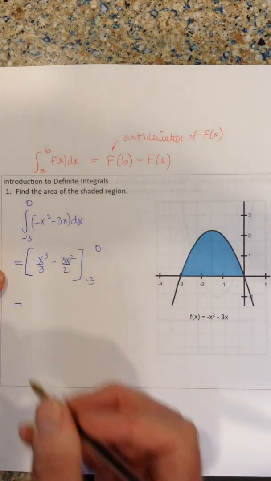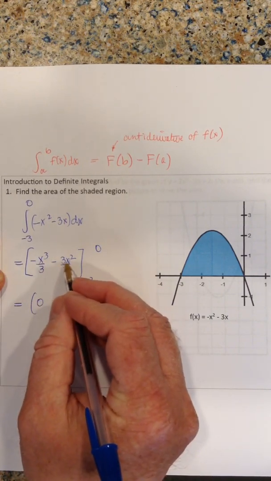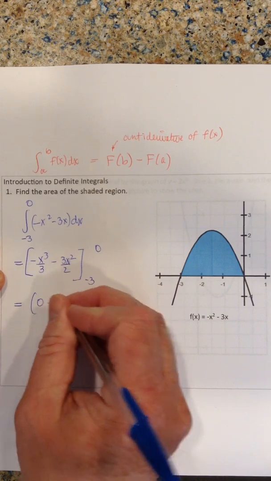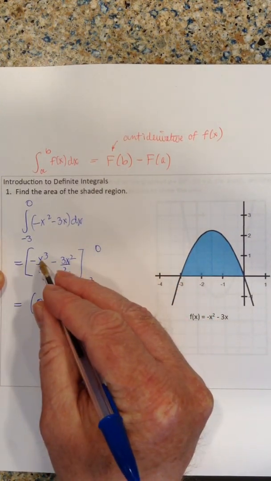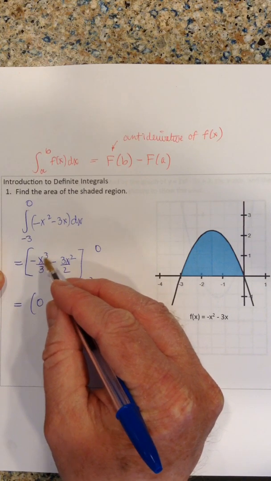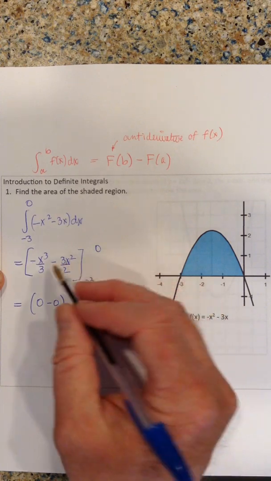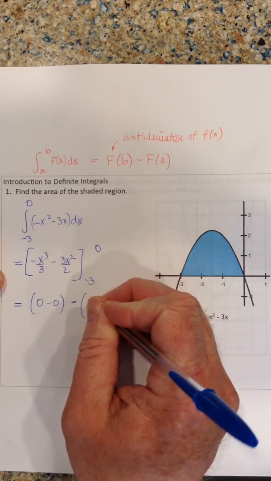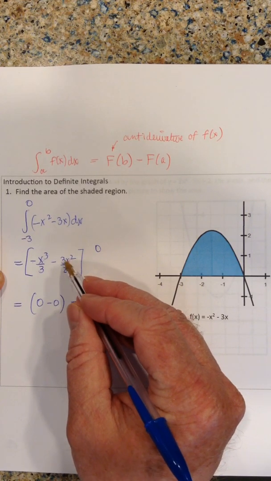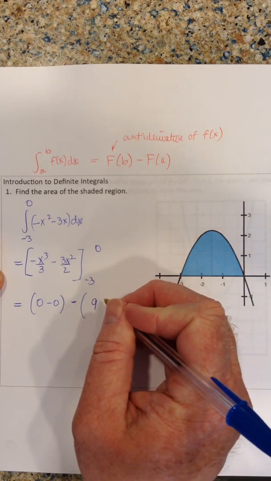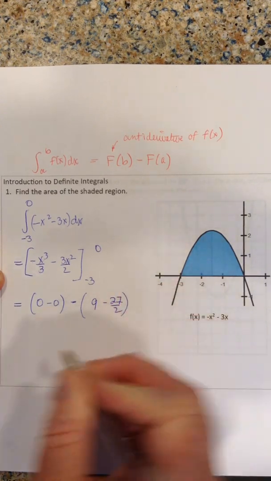And I'm going to evaluate that from -3 to 0. First I plug in 0. So I get 0 cubed over 3 is 0, minus 0 squared times -3x is 0. Minus, I'm going to plug in -3. So I get -3 cubed is -27, but that's negative, so it's a positive 27 over 3 is 9. And -3 squared is 9, times -3 is -27. So I get -27 over 2.